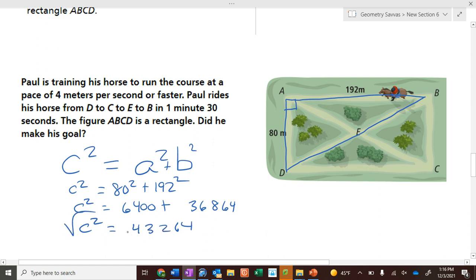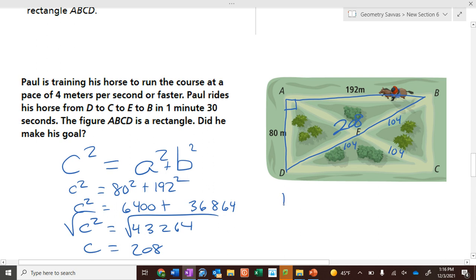If we take the square root of each side, Olivia says it's 208, which is correct. So this whole side is 208. How long is D to E? If this whole side is 208, how far is it from D to E? 104. E to B, 104. E to C, 104, because the diagonals are congruent. So they're the same.